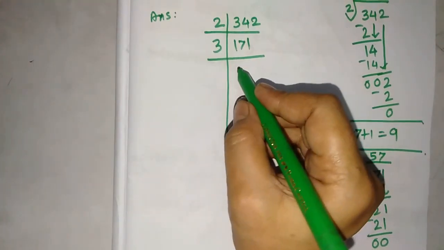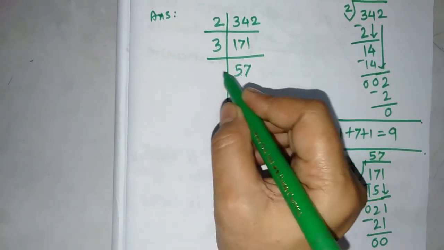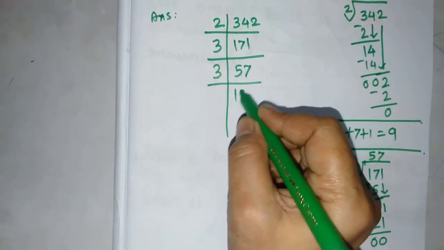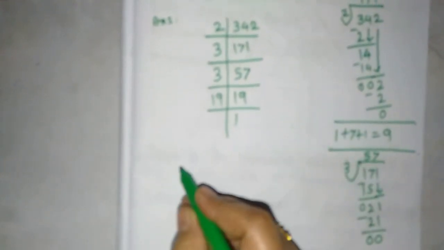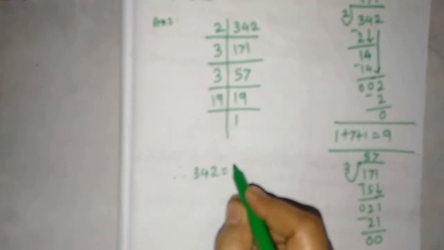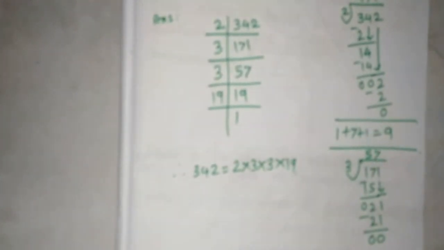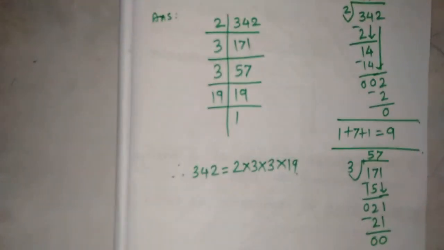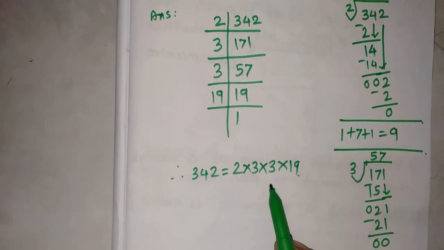So 3 7s are 21, subtraction is 0. So after dividing by 3, we get 57, and we know that 19 3s are 57. 19 is a prime number, so 19 1s are 19. Therefore 342 is equal to 2 multiply by 3 multiply by 3 multiply by 19. Okay.